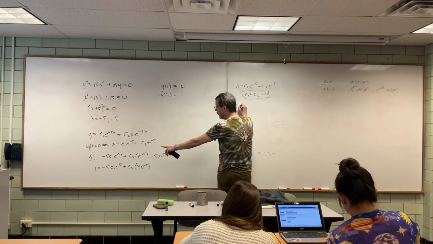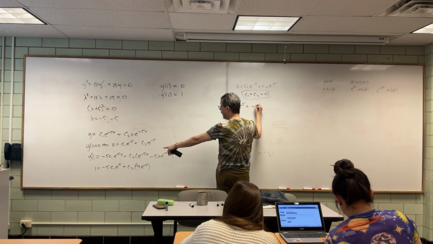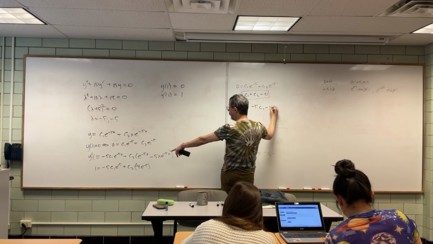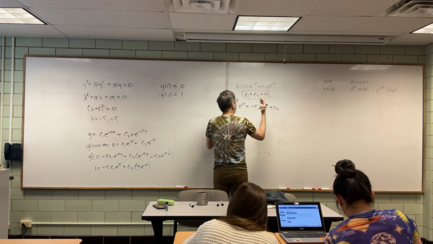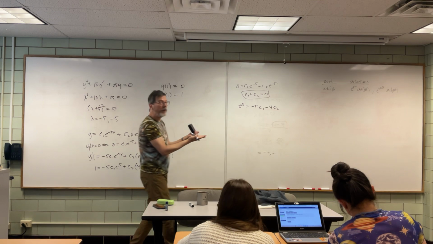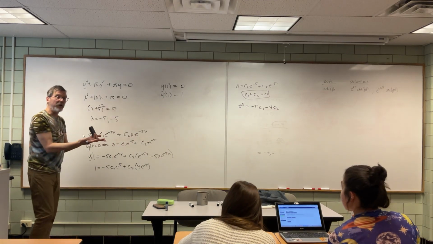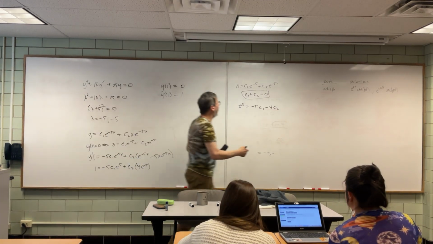So the second equation is going to be e to the fifth equals negative 5c1 minus 4c2. And I think from there, maybe I would take it. Does that sound pretty good? I'll go ahead and finish this for everybody.